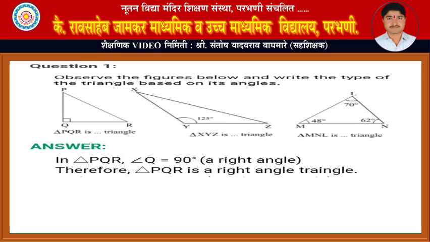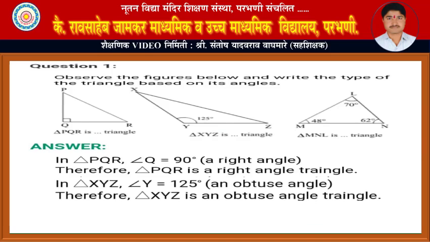Second figure. In triangle XYZ, we can see that angle Y is marked 125 degree, which is an obtuse angle. So, we can definitely write down that triangle XYZ is an obtuse angled triangle. So, answer, in triangle XYZ, angle Y is equal to 125 degree, which is an obtuse angle. Therefore, triangle XYZ is an obtuse angled triangle.